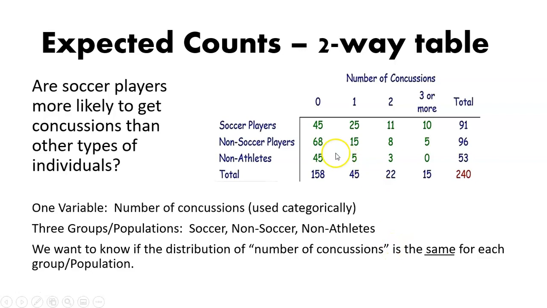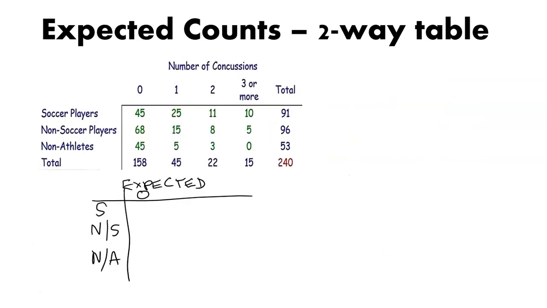And we want to know if the number of concussions, if that distribution is the same for each group or population, meaning that there are more soccer players here than there are non-athletes, but is the percentage who got three or more the same all the way down for all three groups? Is the percentage who got 0 the same all the way down for all three groups? This is a chi-squared test for homogeneity because we're comparing one variable, number of concussions, among multiple groups.